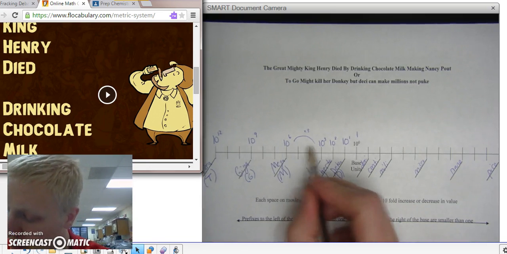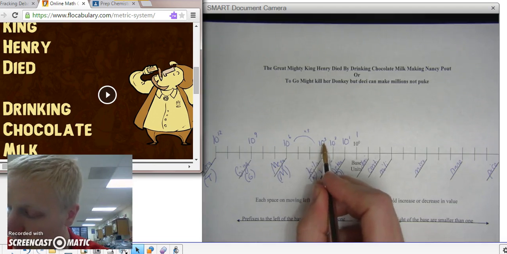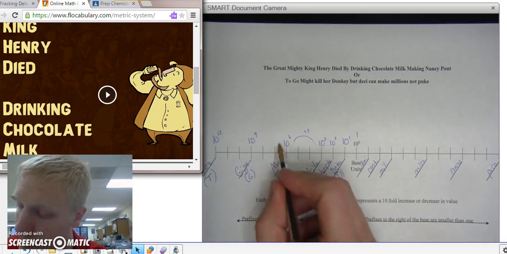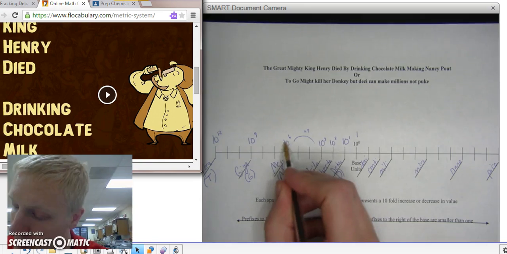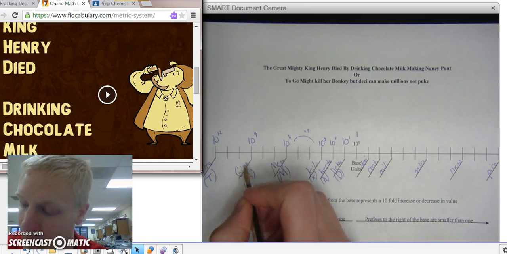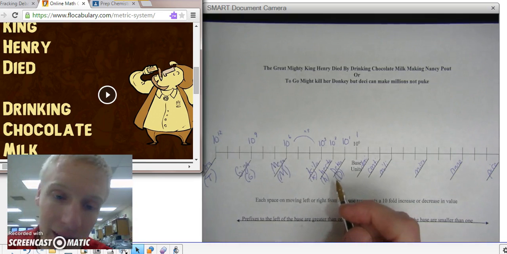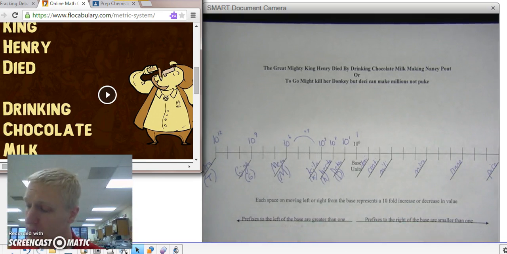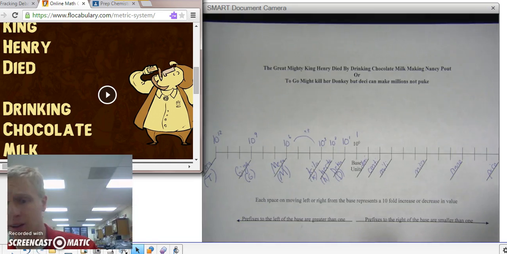And to be exact, there are 1,000 bytes in a kilobyte, 1,000,000 bytes in a megabyte, 1,000,000,000 bytes in a gigabyte, and 1,000,000,000,000 bytes in a terabyte. Alright, let's go back the other direction now.